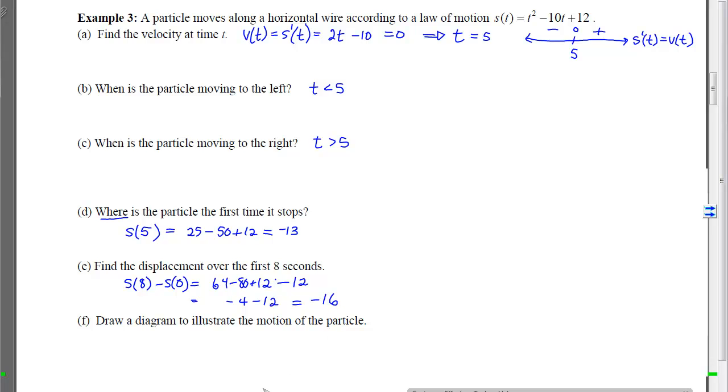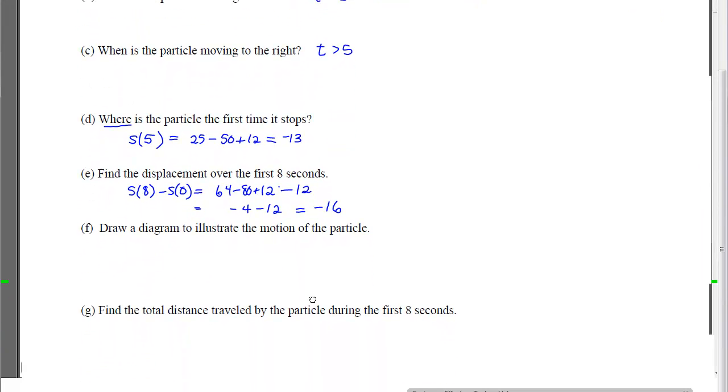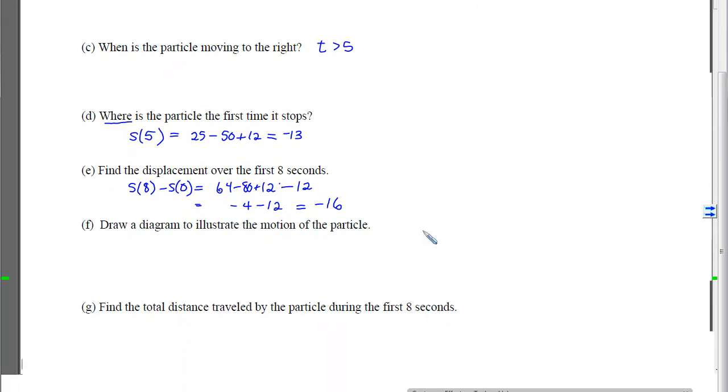Part F is where it gets a little tricky. So we want to draw a diagram to illustrate the motion of this particle. So the particle is going to start at s of 0, which is 12. So if we draw our number line here, we're going to start at positive 12. And we are going to start moving to the left, because as long as t is less than 5, we have to move to the left. So we'll start here and we'll move to the left until we stop. And we're going to stop when time is 5. So I'm going to put a little t equals 0 here.